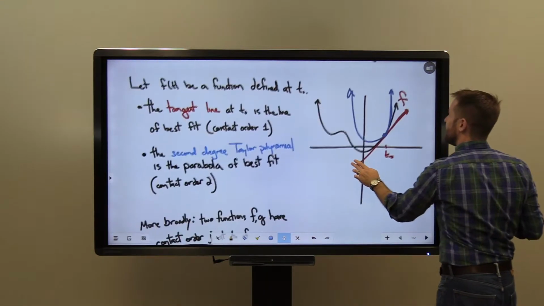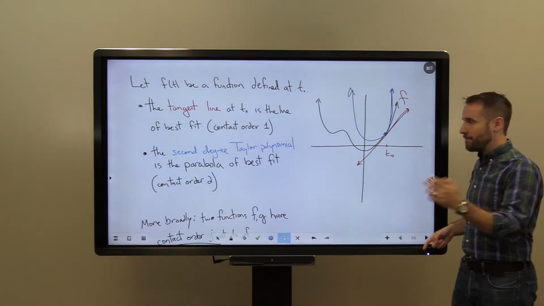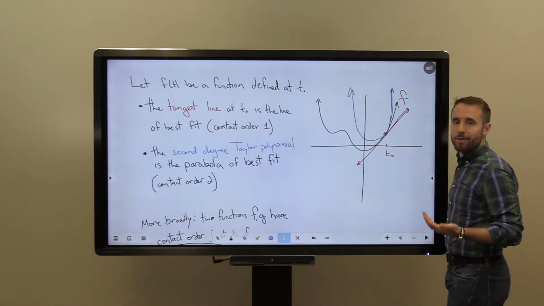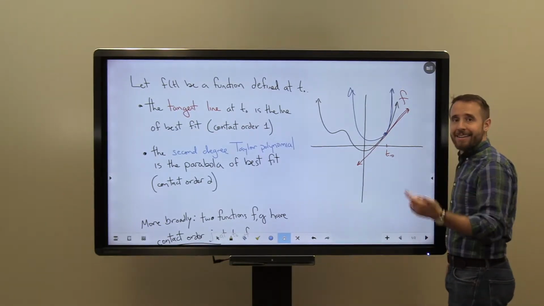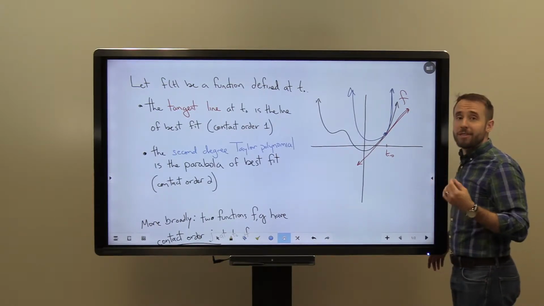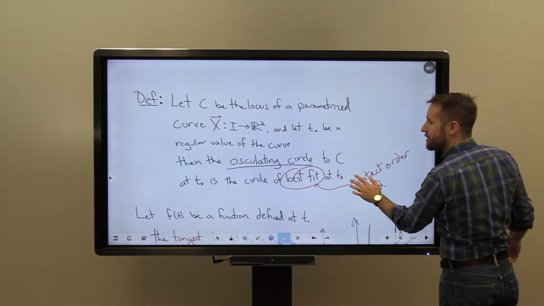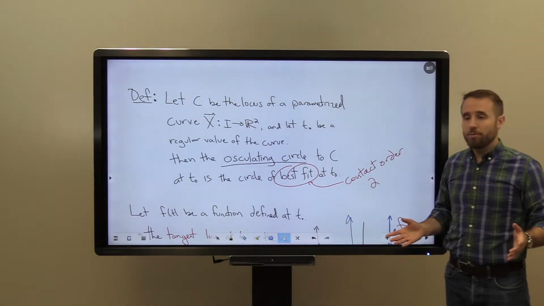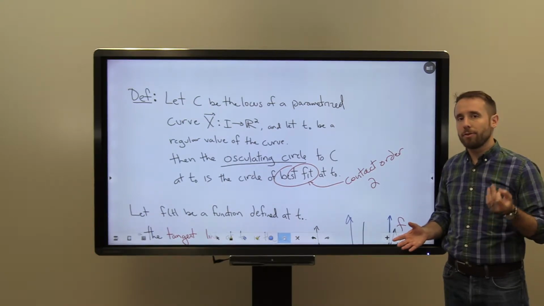All right, so we can see here how this line had contact order 1 because it agreed with the function at time t0, and the first derivatives agreed with each other as well. For our parabola of best fit, the first and second derivatives both agreed. In fact, that's how we originally defined, or how we helped influence our definition of Taylor polynomials. So when I say that the oscillating circle is the circle of best fit, it turns out that this will be a circle for which we have contact order 2.